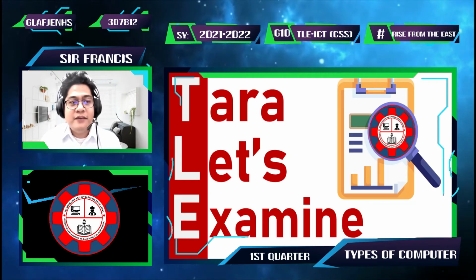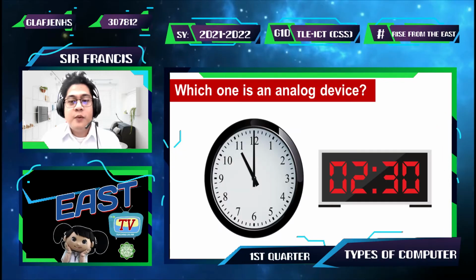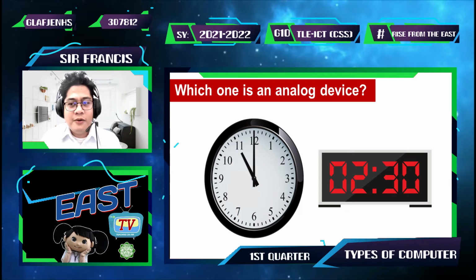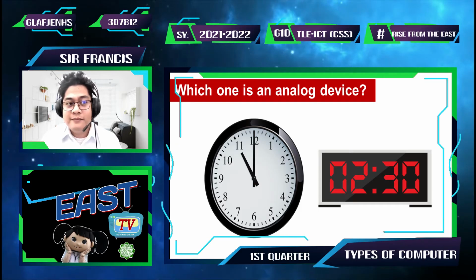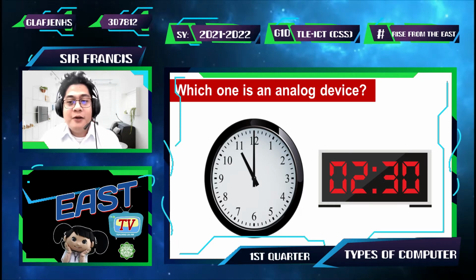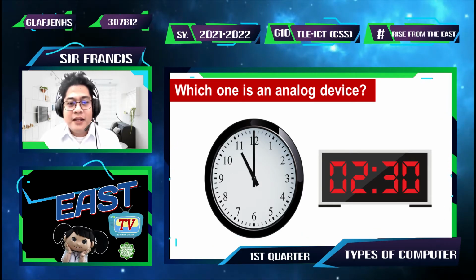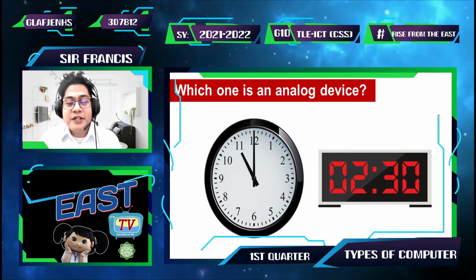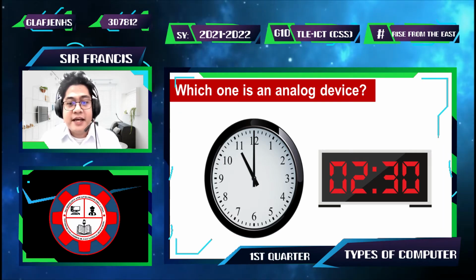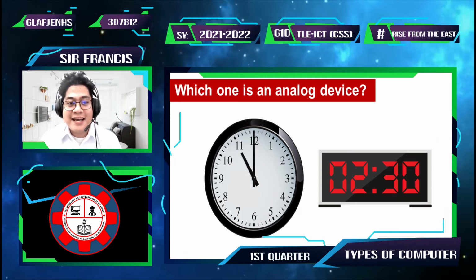Tara, let's examine the given computer devices. Which one is an analog device? Is it the wall clock or the digital clock? If your answer is the analog clock, then you are correct. Analog devices continuously change over time, while digital has defined levels like minute by minute or second by second.